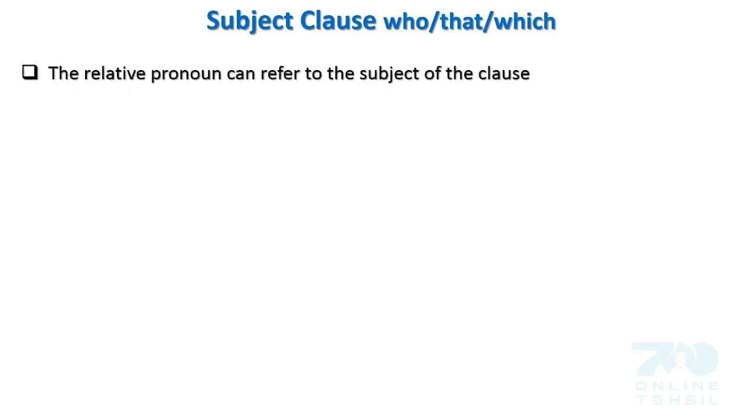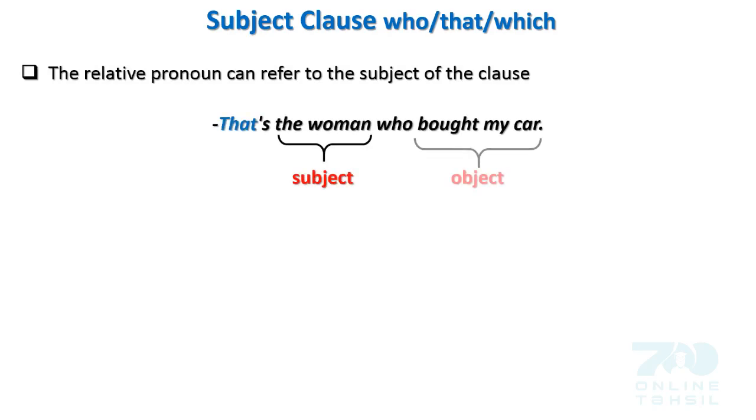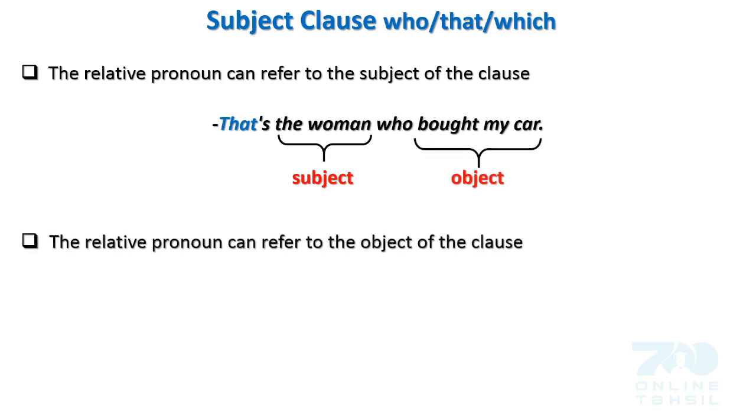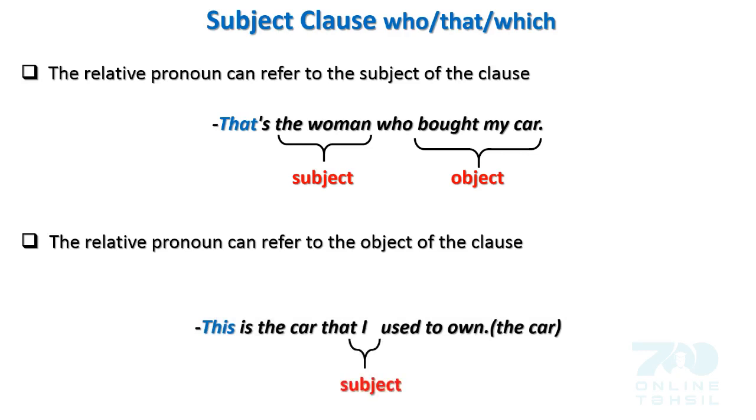The relative pronoun can refer to the subject of the clause. That's the woman who bought my car. The woman (subject) bought my car (object). Or the relative pronoun can refer to the object of the clause. This is the car that I used to own. I (subject) used to own the car (object).